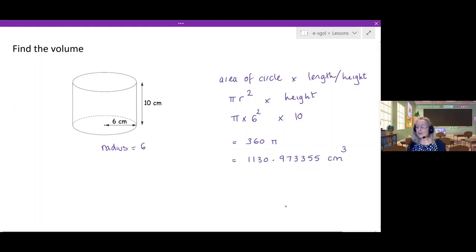And then you've just got to be careful, because sometimes they will ask you to round it to a certain number of decimal places or significant figures. You've just got to go back and make sure that you have actually answered the question that you've been asked.